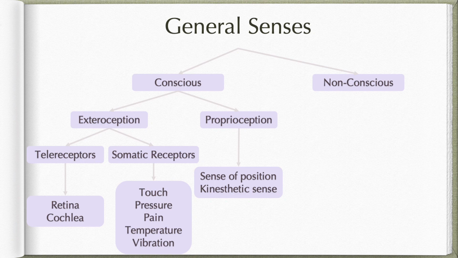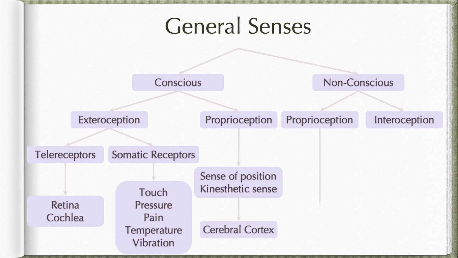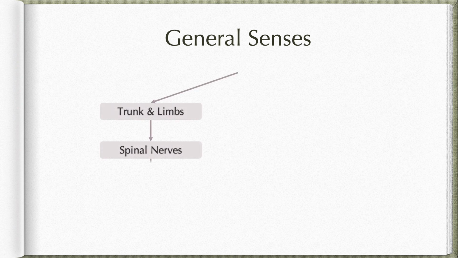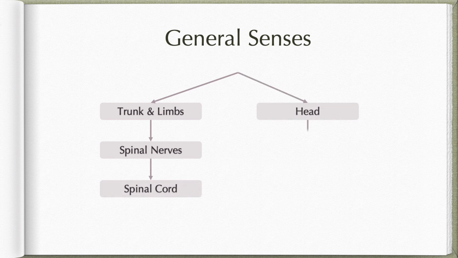Non-conscious sensations include proprioception and interoception. These are the visceral sensations involved in the visceral reflexes. While the conscious proprioception information is taken to the cerebral cortex, the non-conscious proprioception is carried to cerebellum. General senses from the trunk and limbs are carried by the spinal nerves to the spinal cord, whereas the general senses from the head region are carried by the cranial nerves to the brainstem.